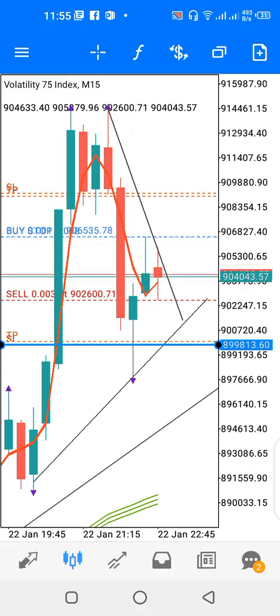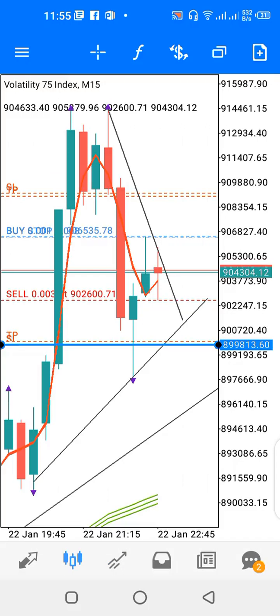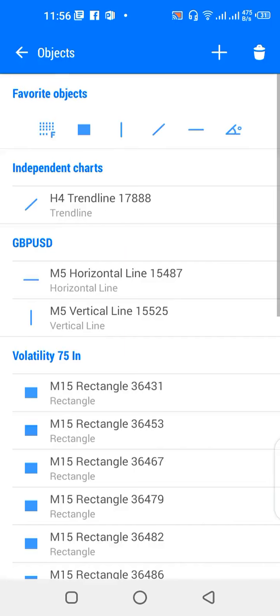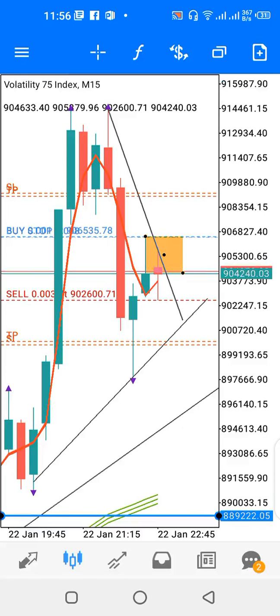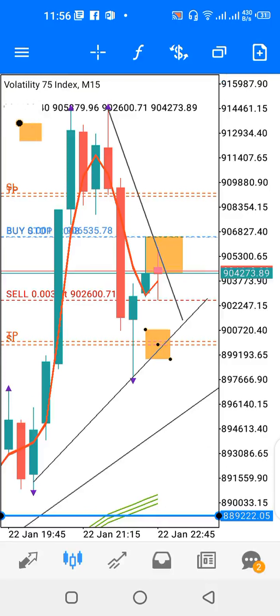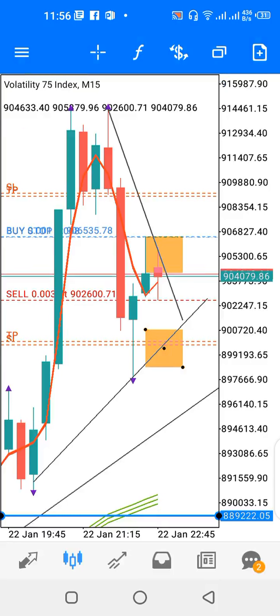Currently, price is ranging. We expect a breakout of price either towards the upper side around here or towards the lower side around here. We have like a triangle. So all we can do is expect price to head in one direction, but for now price is ranging.